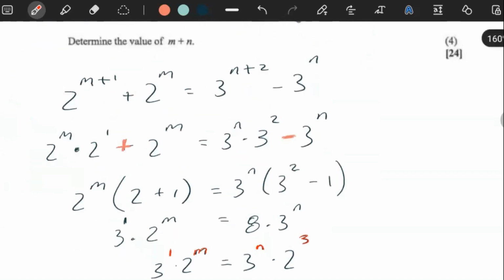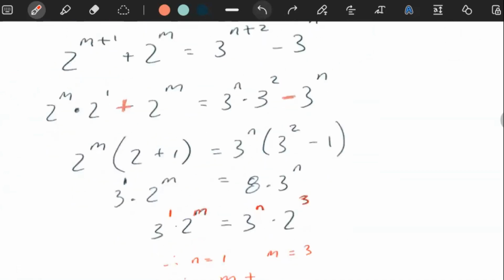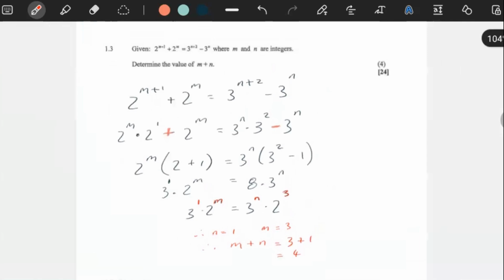So when you answer this question, determine the value of m plus n. It means that m plus n is just the same as 3 plus 1, which is going to be equal to 4. And there's your 4 marks for this kind of equation.